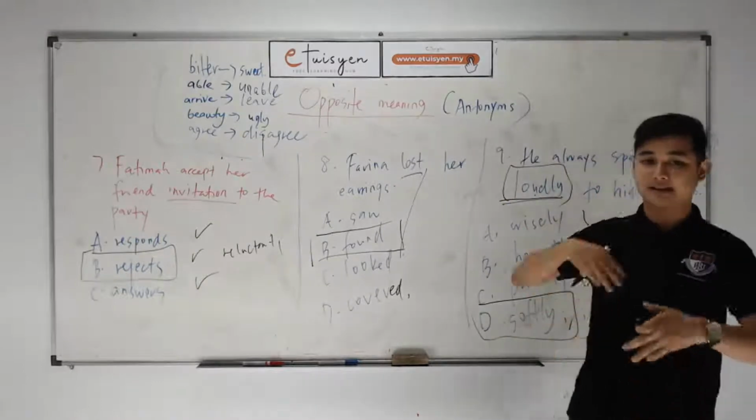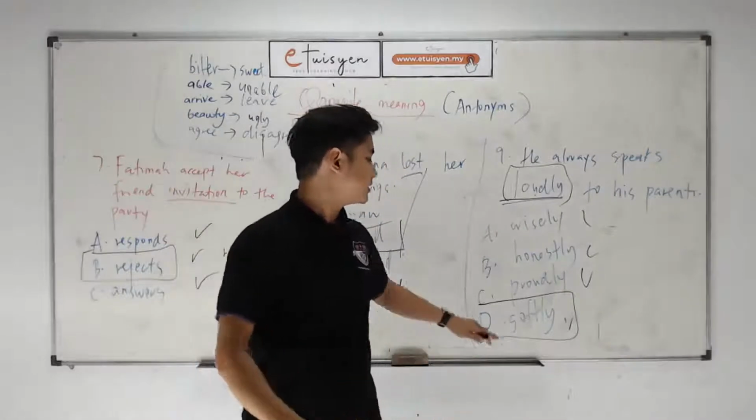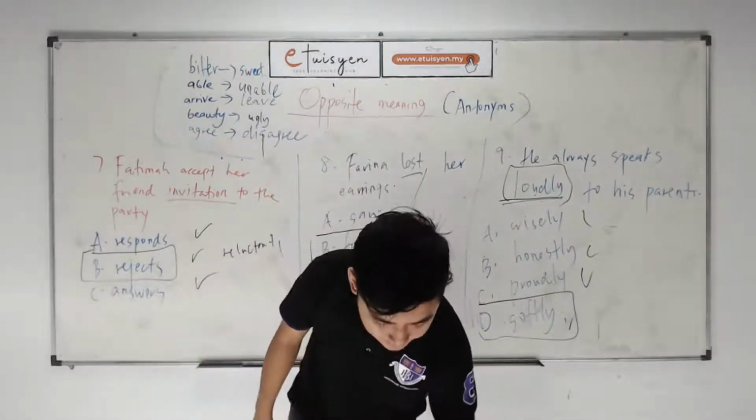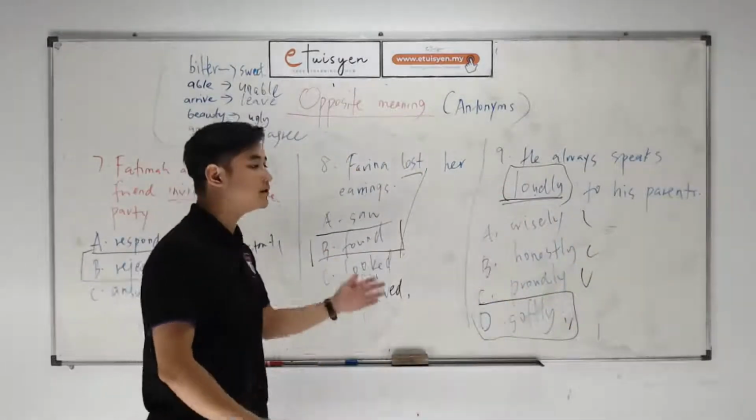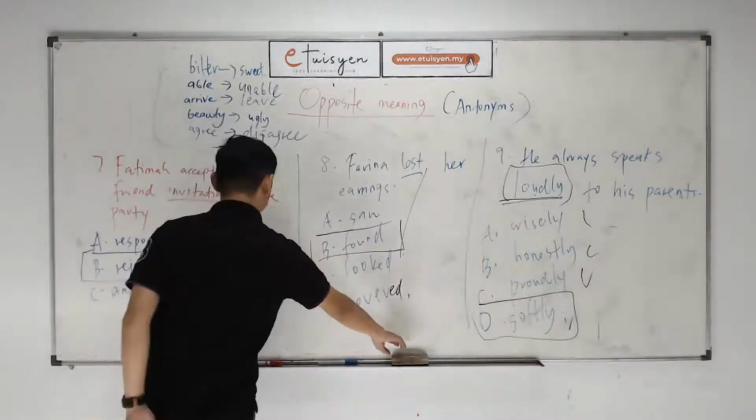Alright, loudly, secara loud lah, kasar. Kuat lah, right? So softly become very gentle lah, very, you know, lemah lembut. Okay, stay tuned, masih bersemangat lagi, right? So I will continue on question 10, 11 and 12, alright?